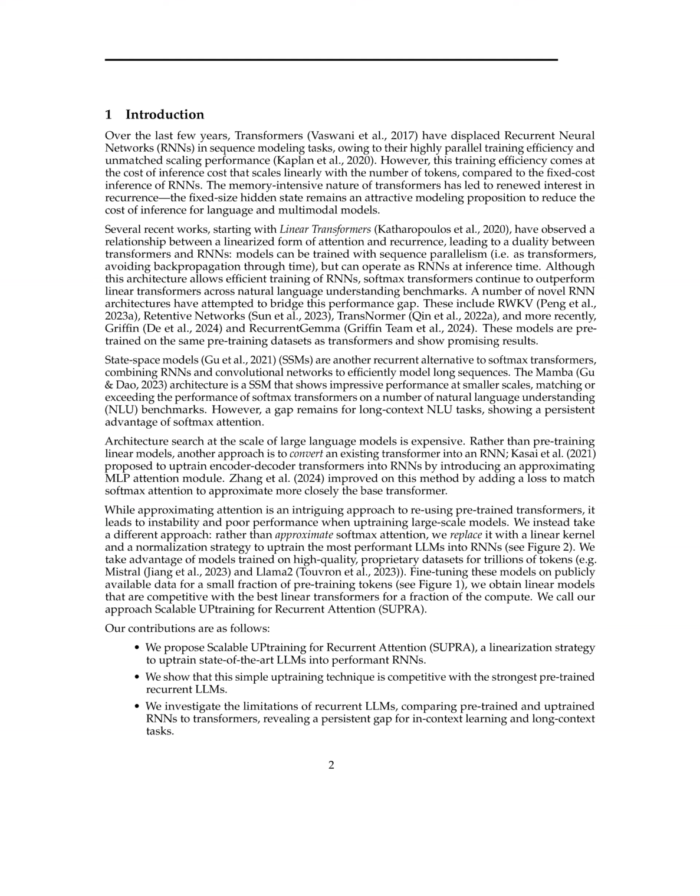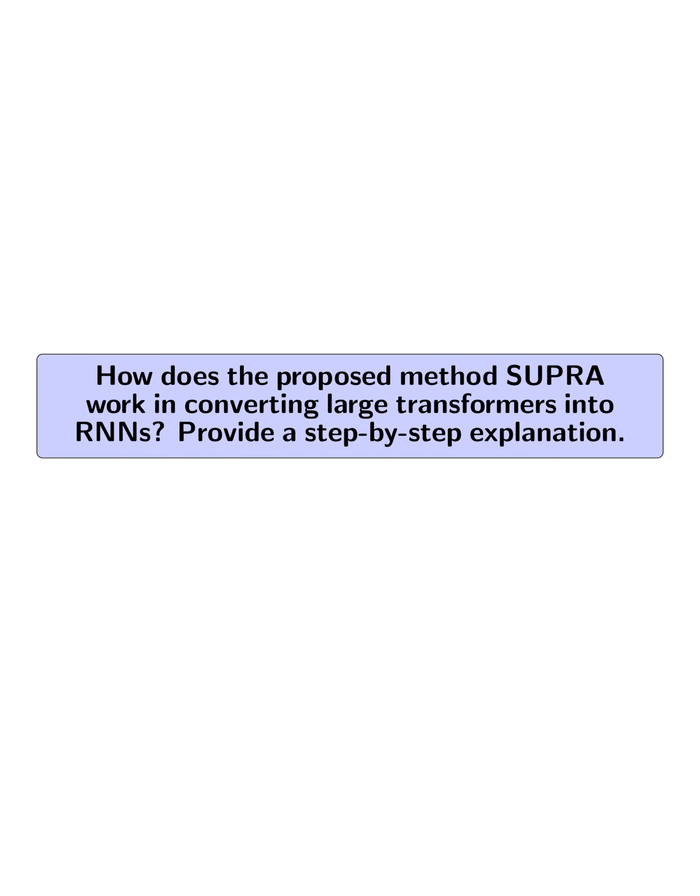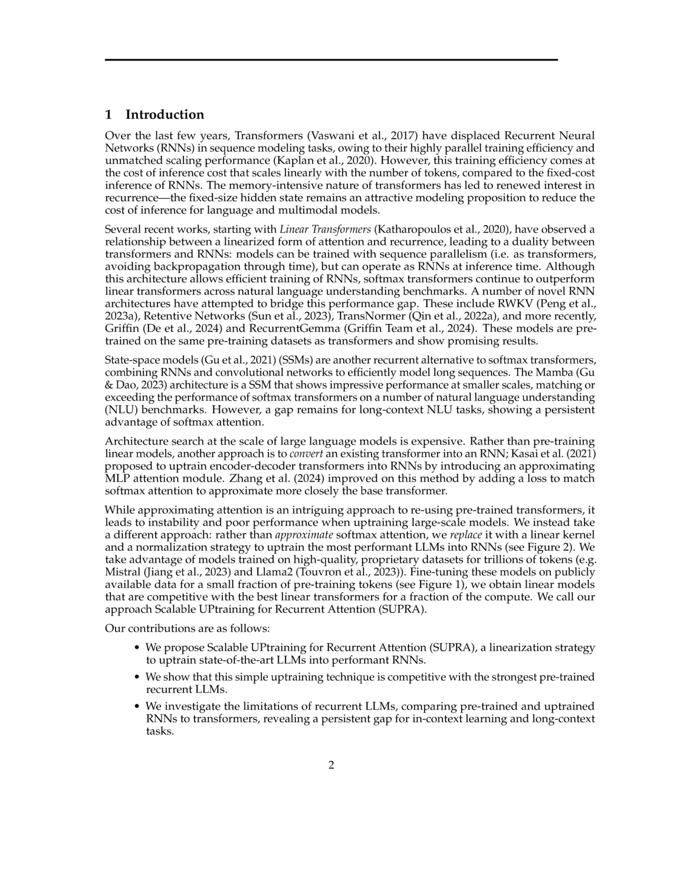How does the proposed method SUPRA work in converting large transformers into RNNs? Provide a step-by-step explanation. The proposed method SUPRA works by linearizing large transformers into RNNs through a series of steps.